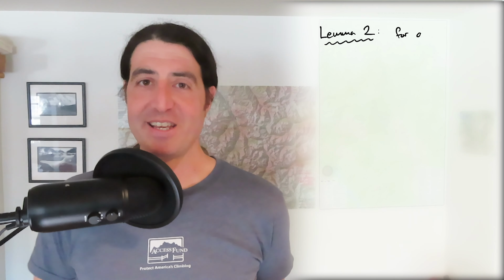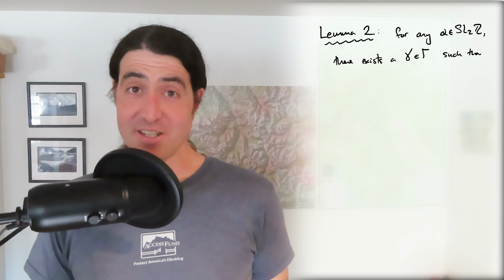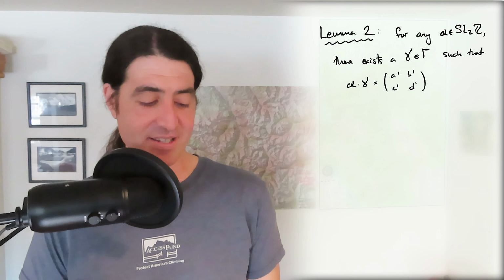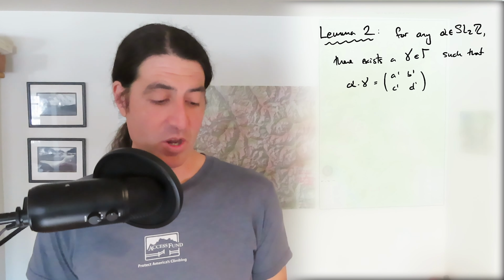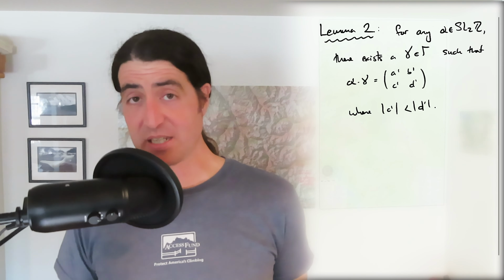Okay, lemma 2. For every alpha in SL2Z, there exists a gamma in capital gamma such that the product alpha times gamma is of this form, again the same form, but we demand that the absolute value of C is strictly less than the absolute value of D.